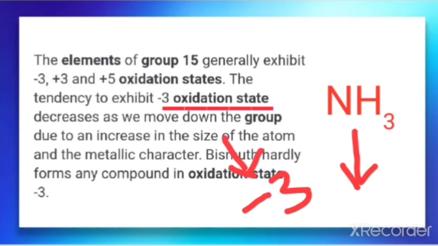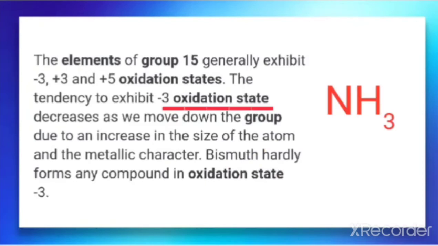So we can say that an element like bismuth hardly forms any compound in the -3 oxidation state. But nitrogen can form many compounds in which it has the -3 oxidation state. So that is the most general oxidation state exhibited by the elements of group 15, that is the -3 oxidation state.